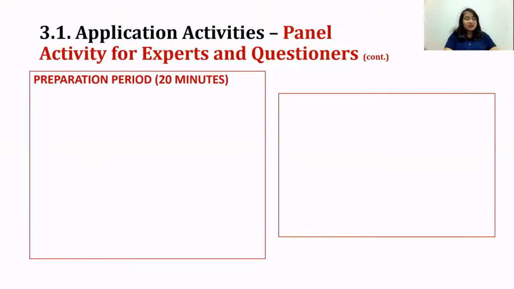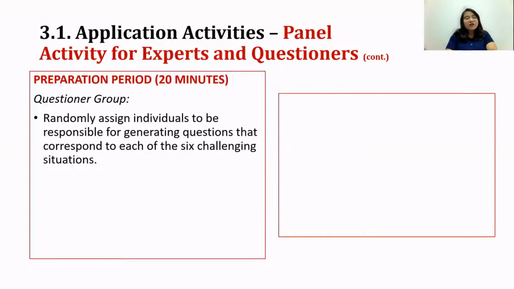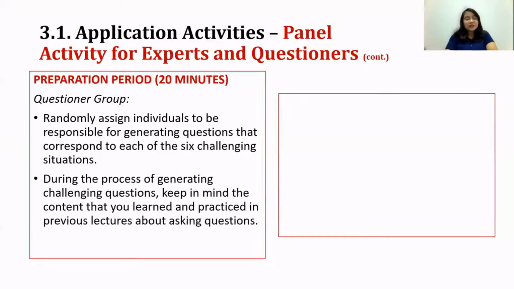And then this is for the questioner group. This is what the questioner group needs to do. Randomly assign individuals to be responsible for generating questions that correspond to each of the 6 challenging situations. So there are a lot of challenging situations. You can ask them to act or play a role on those various situations, not only just one challenging situation used.